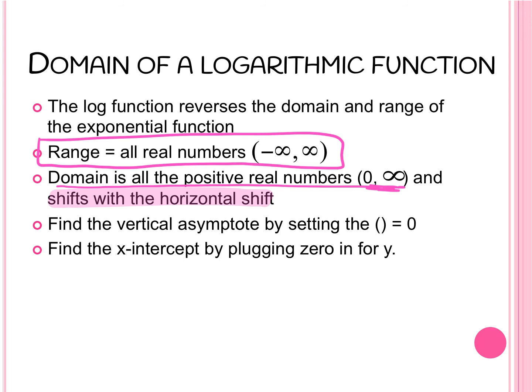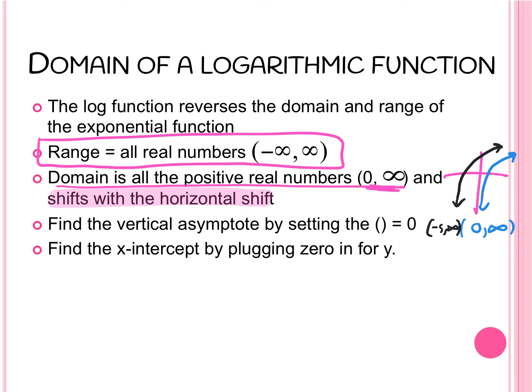So if my graph of my log function looked like this, if I shifted it to the left, let's say 5 over here, that also shifts my domain to the left 5. So instead of being from 0 to infinity here, I shifted it to the left 5, so now it would be negative 5 to infinity. So your domain shifts when you have a horizontal shift. So if you shift it sideways.